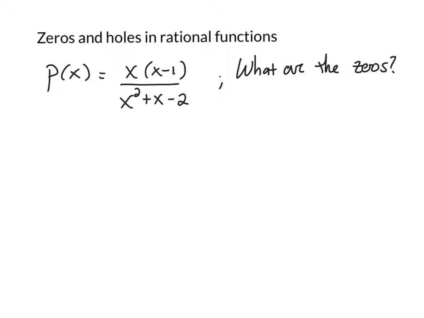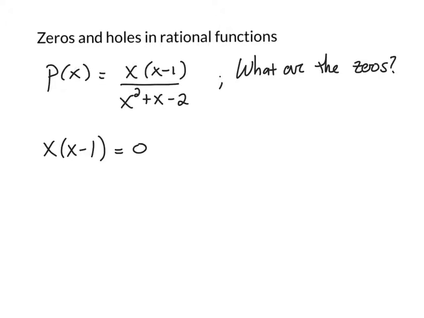Okay, so we're back here, and what we would like to do is figure out the answer to this question. What are the zeros of this rational function x times x minus 1 all divided by x squared plus x minus 2? All right, by the zero quotient property, I know that I'm just going to check my numerator. So I want to know, when is x times x minus 1 equal to 0?